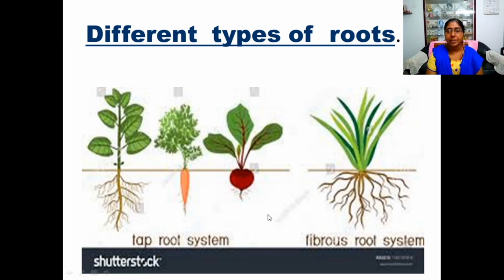And in another picture on the right side you can see a grass plant. Number of small roots or cluster of roots arising from the base of the stem. This is another type of root. So based on this we can classify a root system into two types. They are taproot system and fibrous root system.